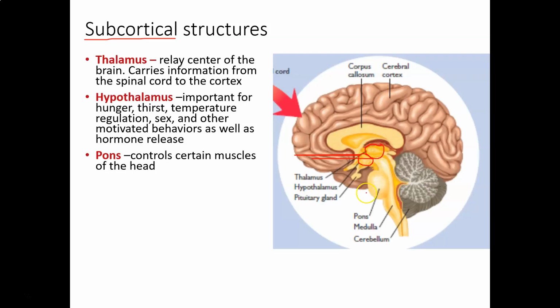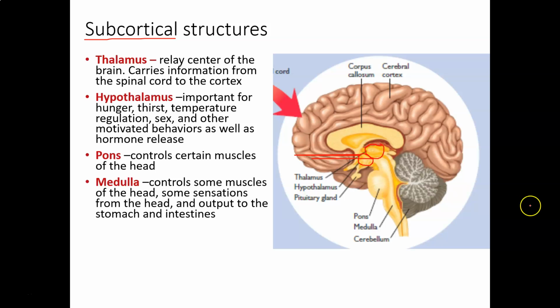Here's the pons. So now we're in the hindbrain or brainstem. The pons is this egg-shaped structure over here that I'm circling. It controls muscles of the head. What the pons allows us to do is, when we are moving forward, it ensures that our head stays over our body. If the pons was not working, as our body moved forward, our head would dip backwards, kind of like what happens when you get whiplash in a car accident. But the pons helps our head maintain itself over our body as our body moves forward.